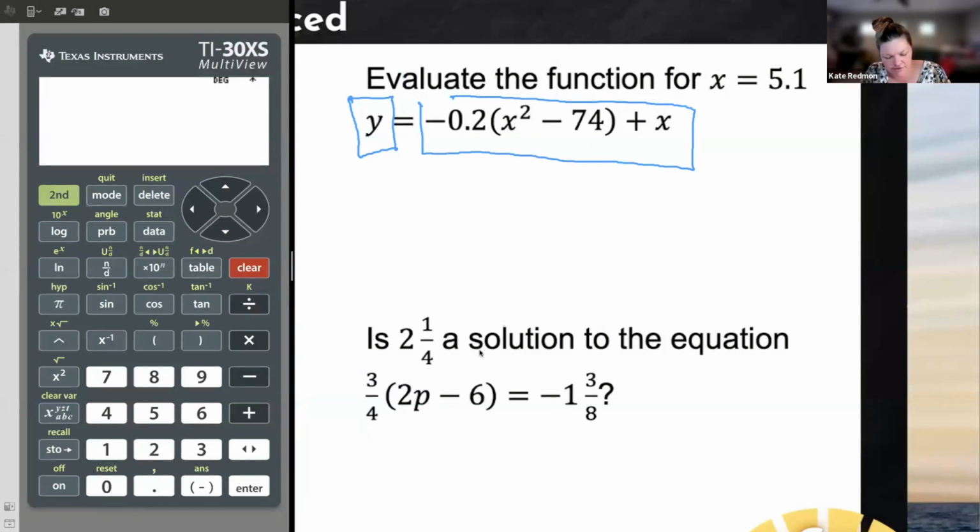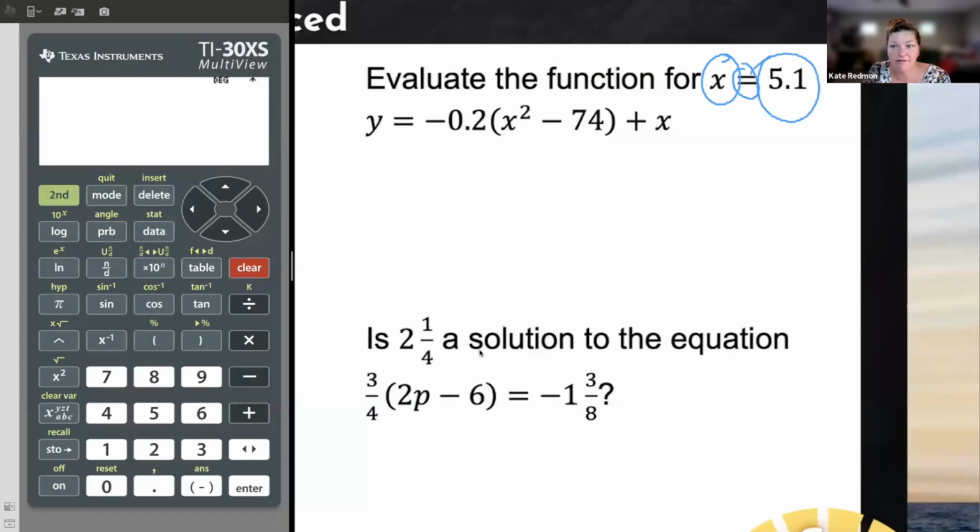And indeed, I do know some values. According to this problem, I know what x is. x is 5.1. So anywhere where I see x, I can plug in 5.1. Let's do it. So my y won't change, my equals won't change, my -0.2 won't change, and neither will my parentheses. But I see an x value. x is not a mystery. x is known. x is 5.1.